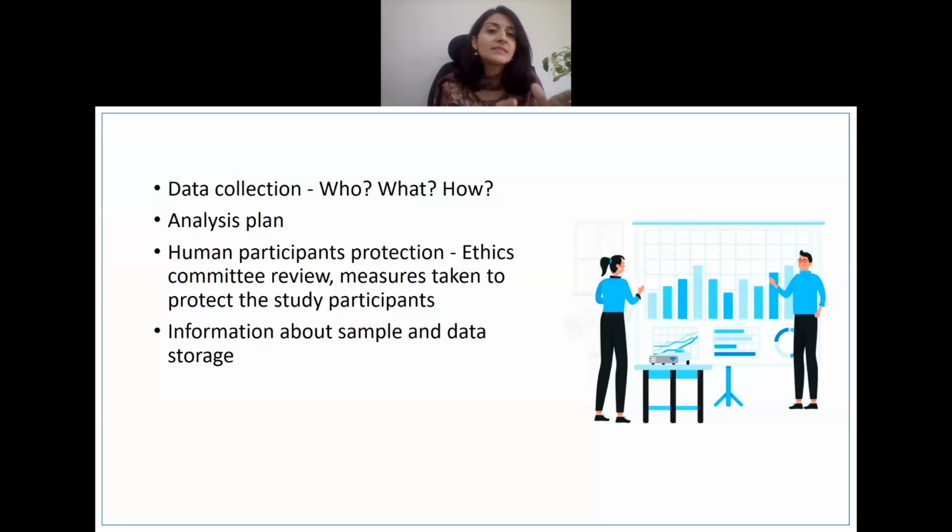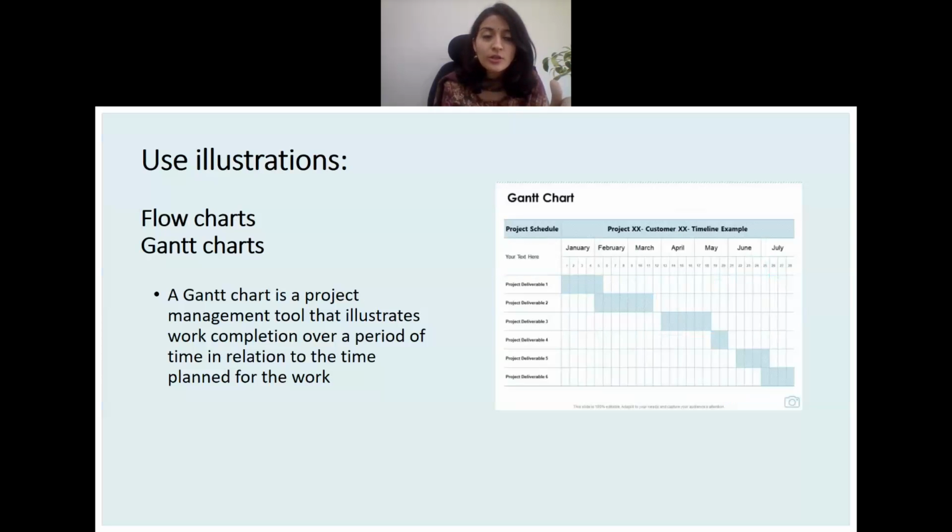So if you look at it in case of your concept proposal, your methodology section is probably the part which has to be the most detailed. The other things can be a little less detailed, but it's a good idea to elaborate upon this section. It's also a very good idea to use illustrations in your methodology. So you can use flowcharts and you can use Gantt charts. So this is an example of a Gantt chart, which is basically a tool that illustrates the completion of work over a period of time.